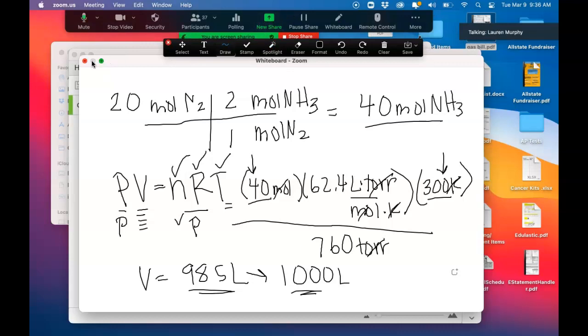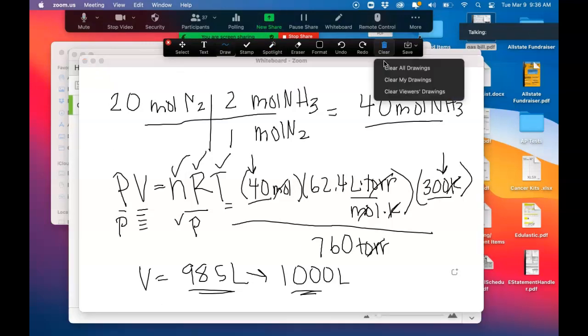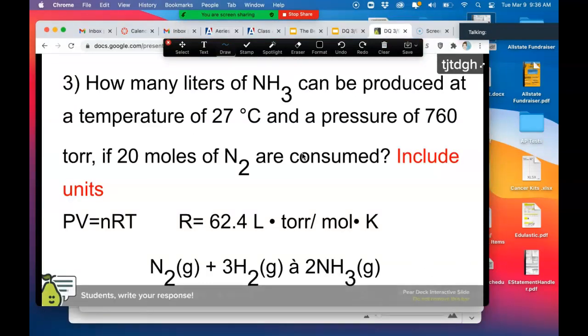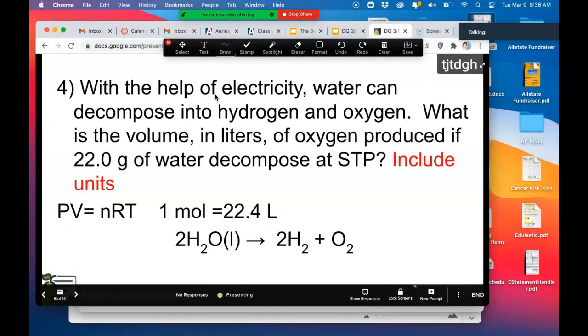All right, last one. It says, with the help of electricity, you can make water break apart into hydrogen and oxygen. What is the volume in liters of oxygen produced if 22 grams of water decompose at STP?